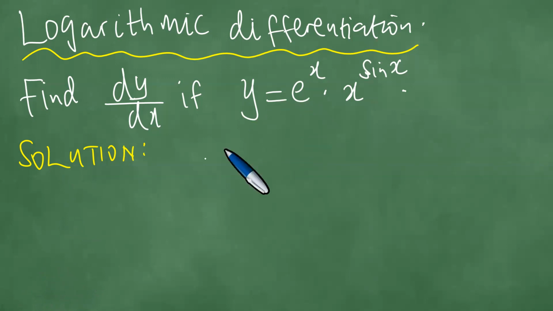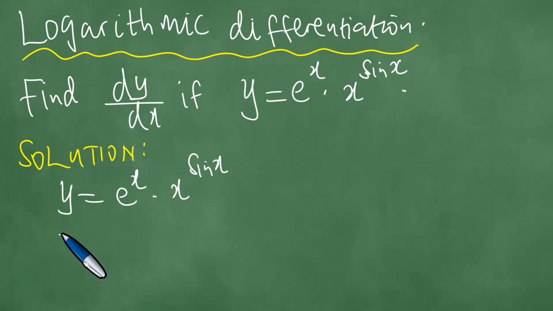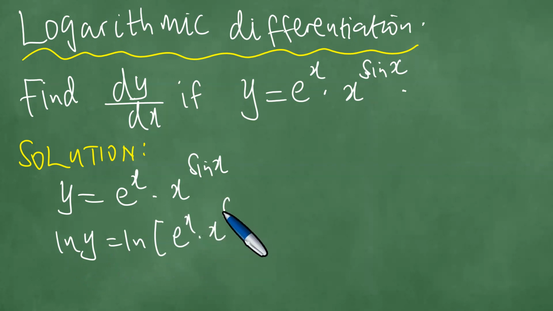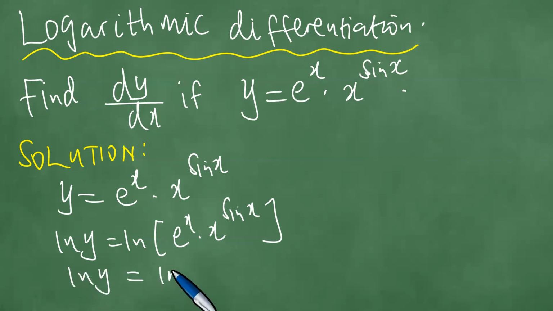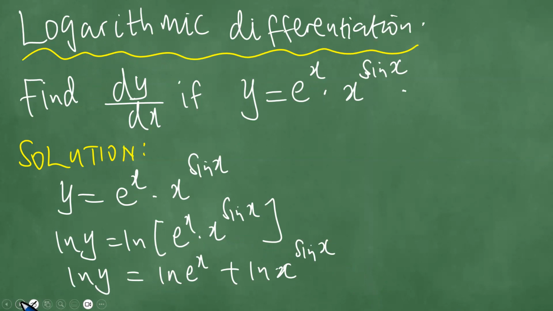First things first, we must write down the question. Y is e to the power x times x to the sine of x. The ln of y, which is the ln of e to the power x times x to the sine of x. And what is this here? This is the ln of e to the power x plus, this is the product law for the natural logarithm, the ln of x to the power the sine of x.